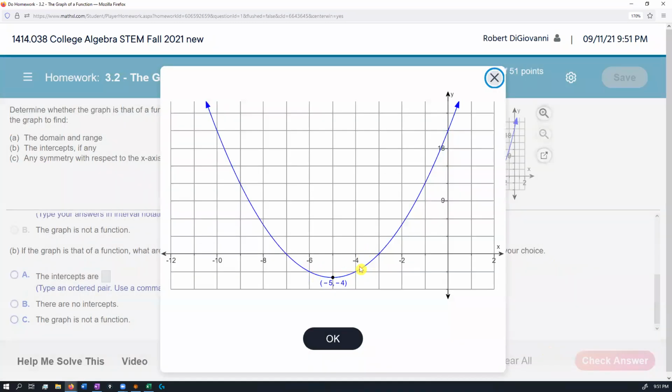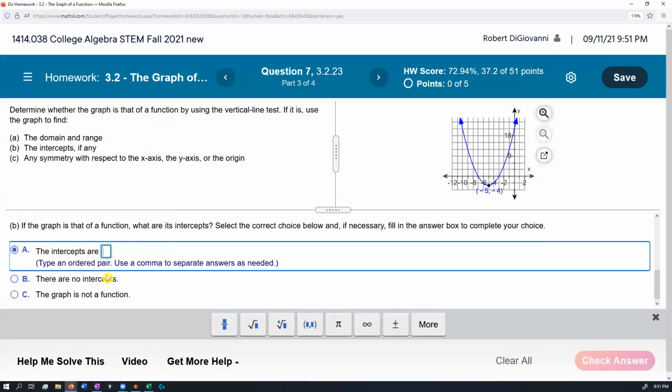Okay, now intercepts. Looks like I have intercepts here at -7, 0 and -3, 0. And then here it looks like we're counting by 3, 6, 9, 12, 15, 18. This should be 21. So 0, 21. So the first one, what do we say it was? -7, 0 was one of the x-intercepts. The other one was at, looks like, -3, 0. And then the y-intercept was 0, 21.